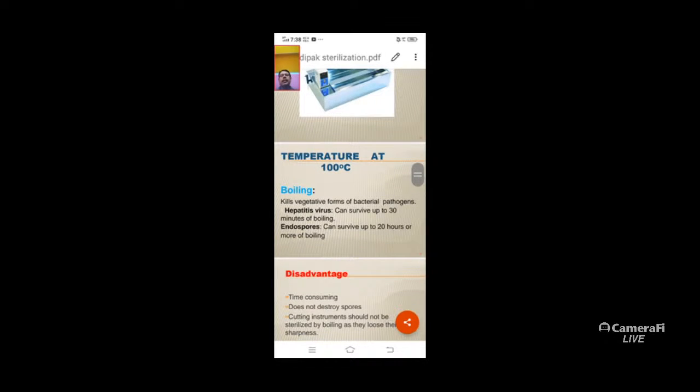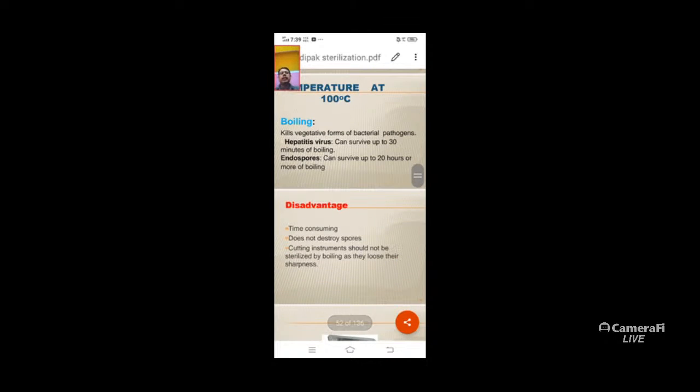Temperature at 100 degrees centigrade, and boiling. Generally we kill microorganisms by boiling water. Hepatitis B can survive up to 30 minutes of boiling. Endospores can survive 20 hours or more of boiling. So in that case boiling is not effective in killing endospores or hepatitis B. To kill hepatitis B, the time will be more than 30 minutes. What is the disadvantage? It is very time consuming and does not destroy spores. Cutting instruments should not be sterilized by boiling as they lose their sharpness.